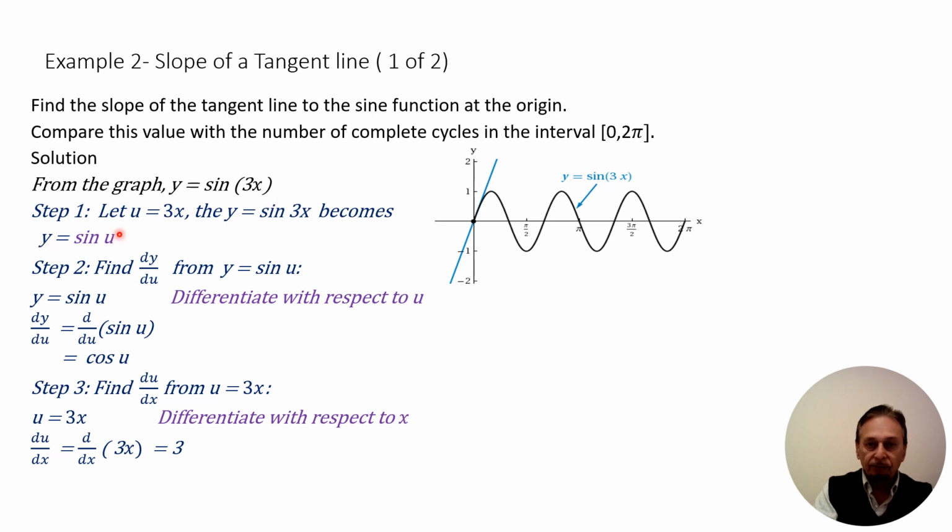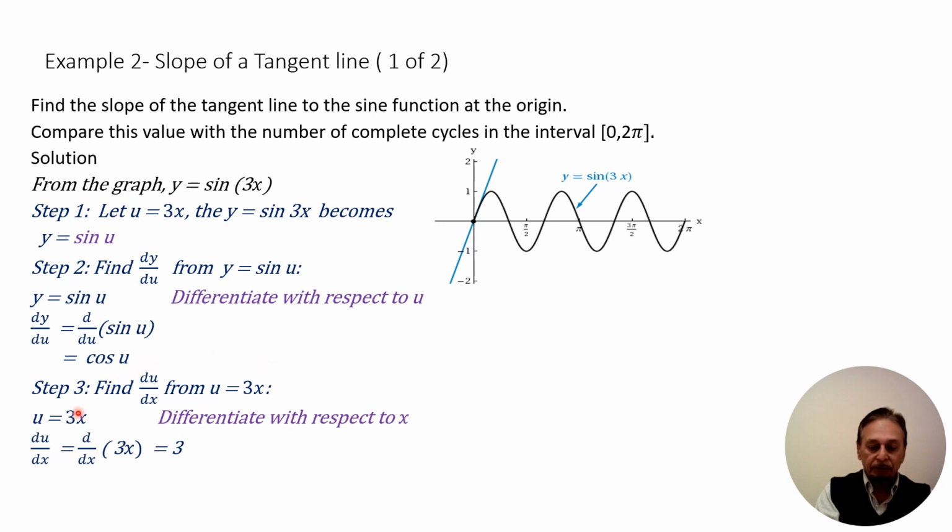Step 1, we identify what u is. u will be what is in the parentheses, 3x. And then y equals sine of 3x becomes y equals sine of u, because we're calling 3x equal to u. Now in step number 2, we're going to find dy over du from y equals sine of u. So the derivative of y would be dy over du equals the derivative of sine of u, which becomes cosine of u.